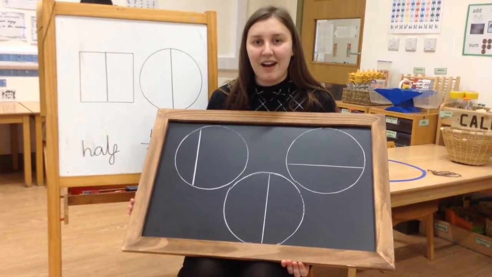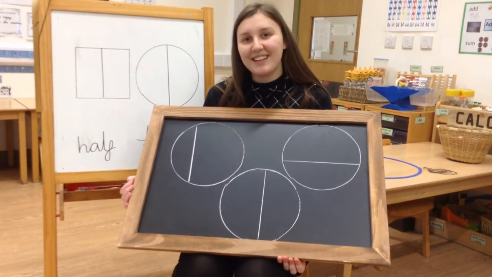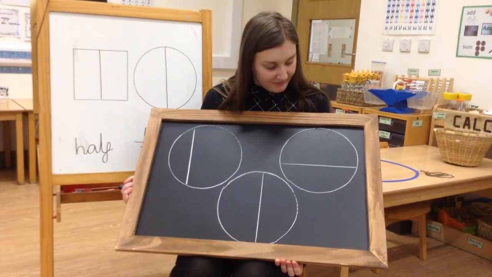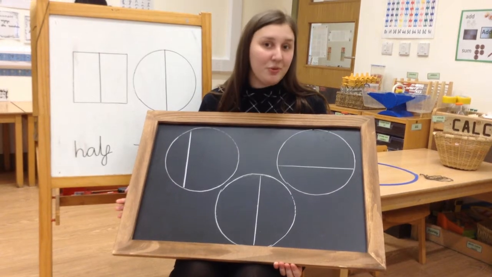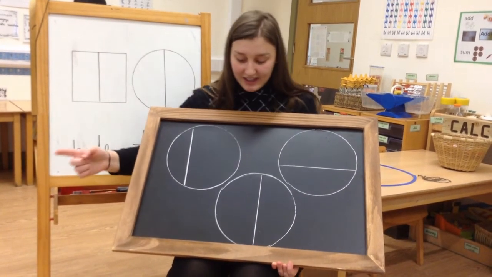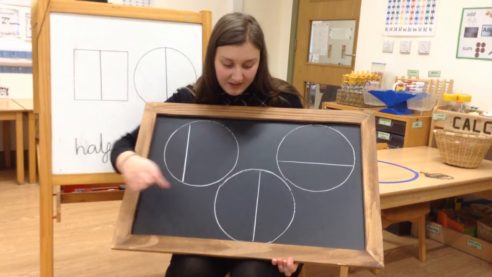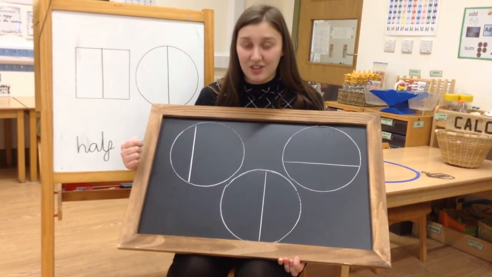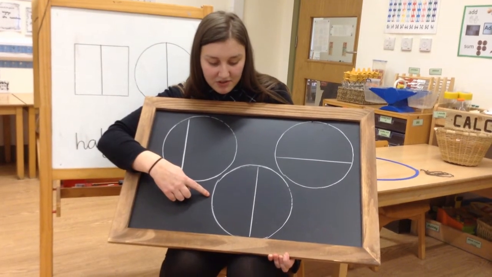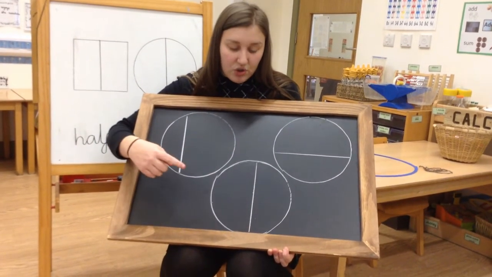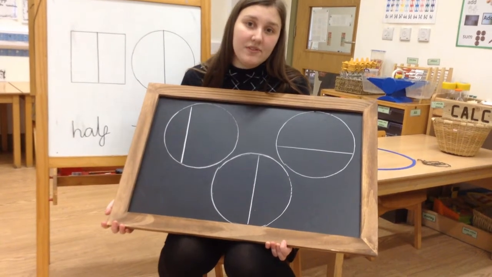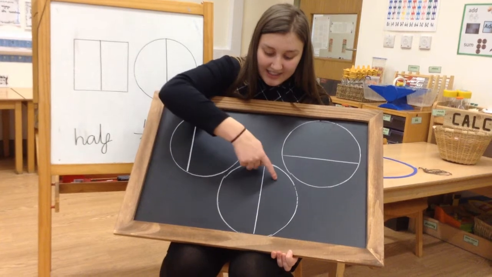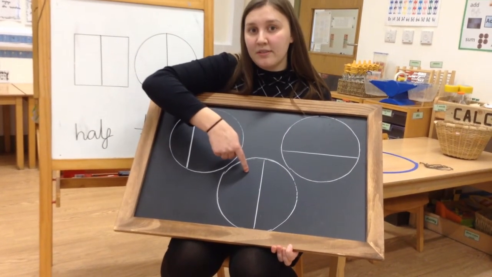Let's have a look at these fractions. Which one is the odd one out? You might be right, but I think it might be this one. Although all of the circles have been split into fractions, this one at the bottom has been split into two equal halves. For it to be split into a half, both sides need to be equal.